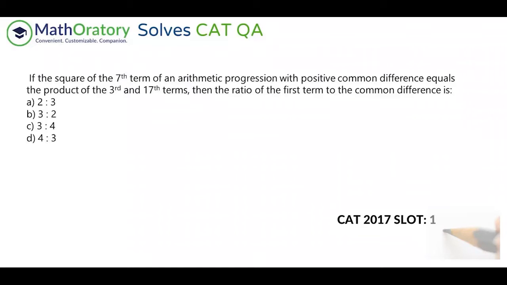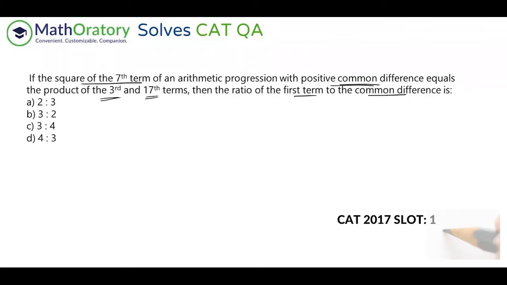Now, we know that the square of the seventh term, with a positive common difference, is equal to the product of the third and the 17th terms. The ratio of the first term to the common difference is what we are looking for. Please understand that we're looking for the ratio of the first term and the common difference.